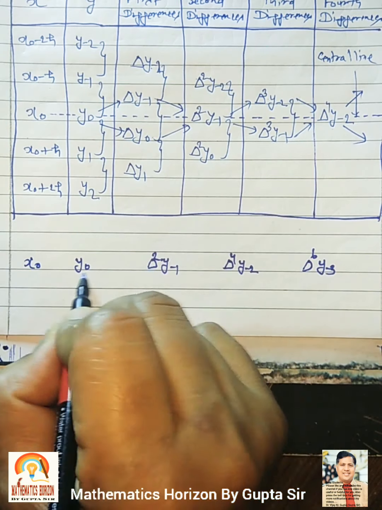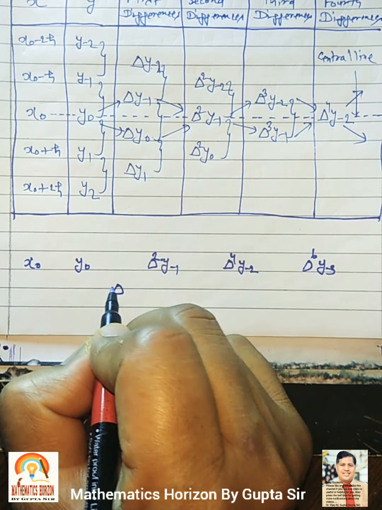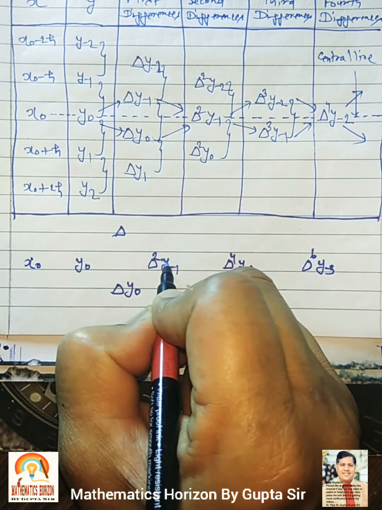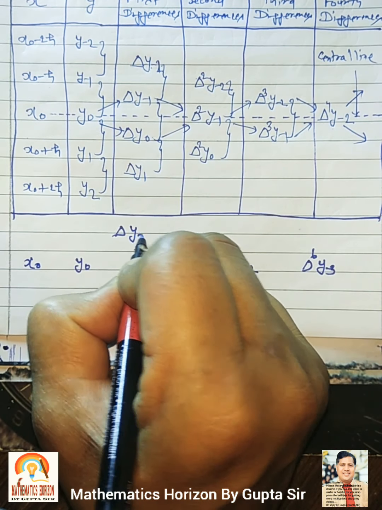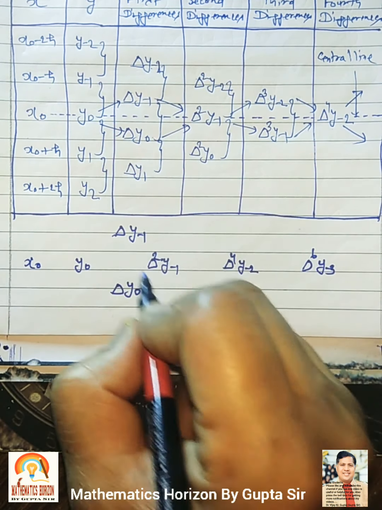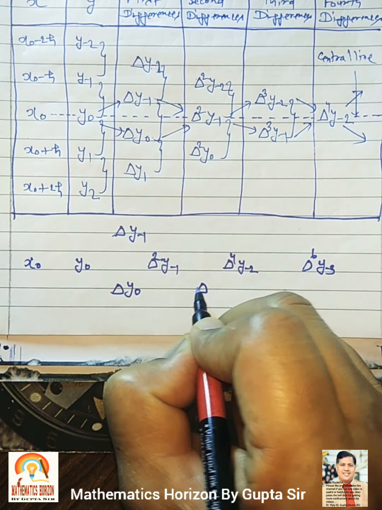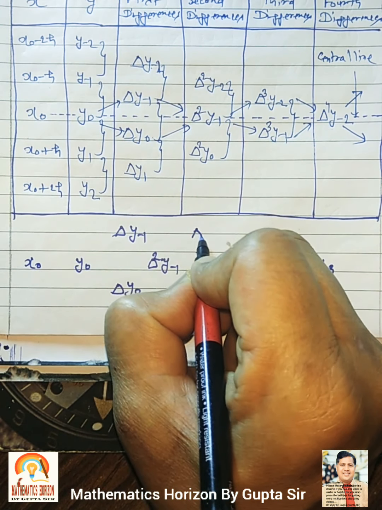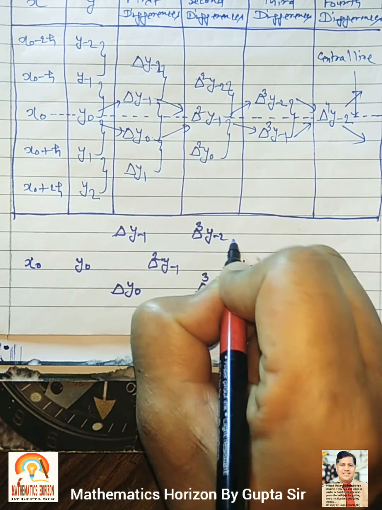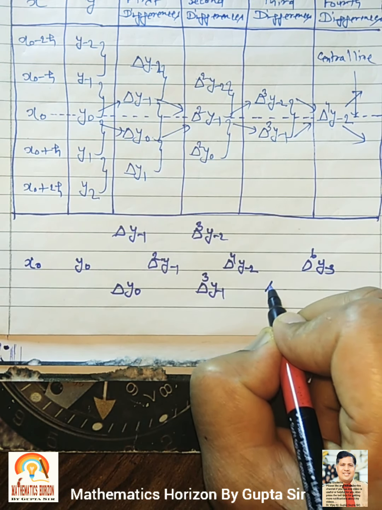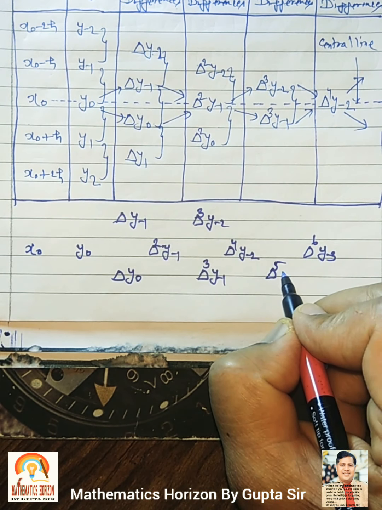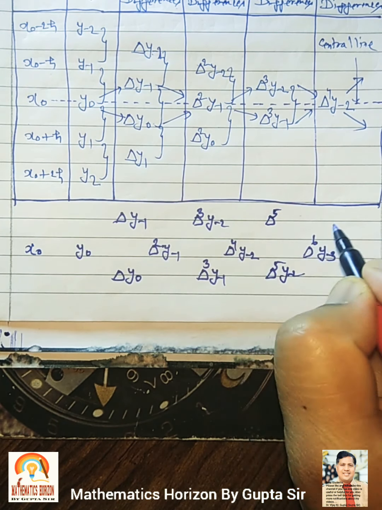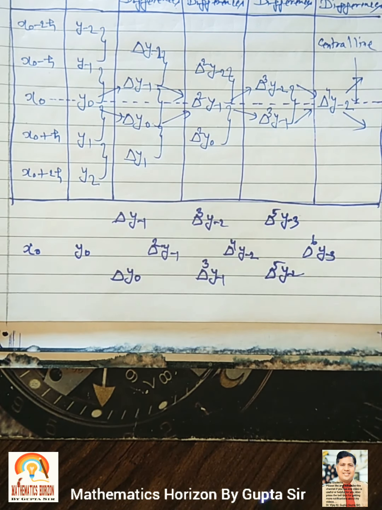And this term, here we have del y0, and here we have del y minus 1, first order. Here we write del cube y minus 1, and here del cube y minus 2. Here we have del 5 y minus 2, and here del 5 y minus 3.